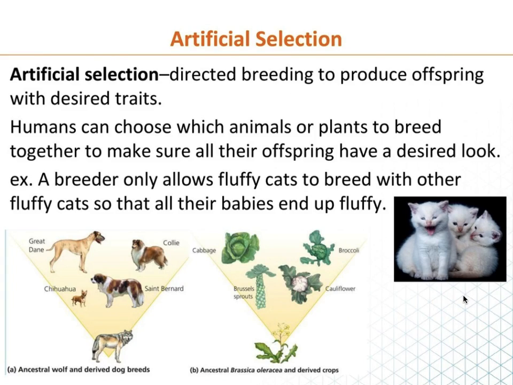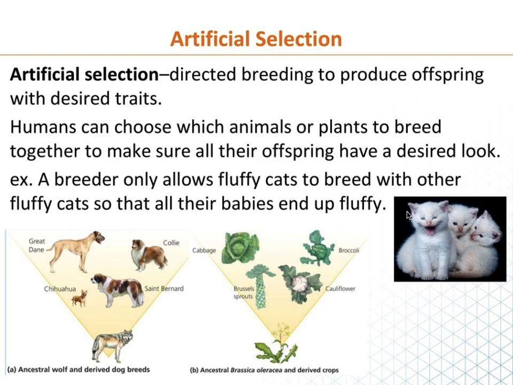All right, so the first thing we need to know about is artificial selection. Artificial selection basically means when humans breed different animals together or plants together to have offspring which look the way that we want. So let's say I wanted a bunch of little white kittens. How would I get that? I would bring a mother cat who's white and a father cat who's also white, and I would breed them together to make sure that all their babies look the way that I want.